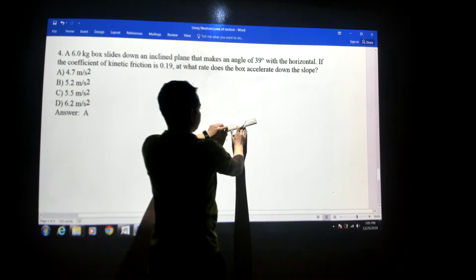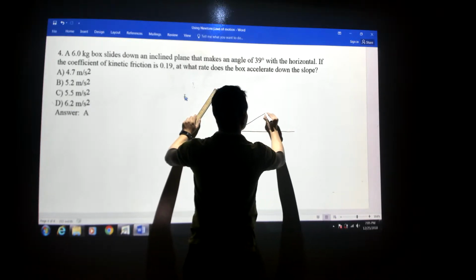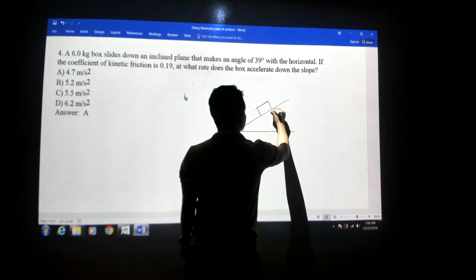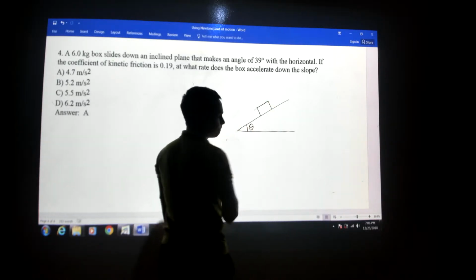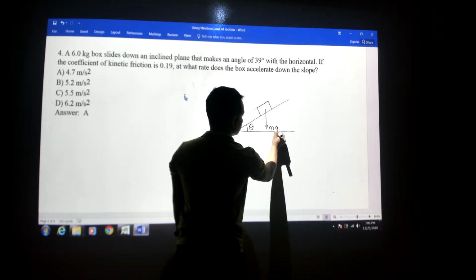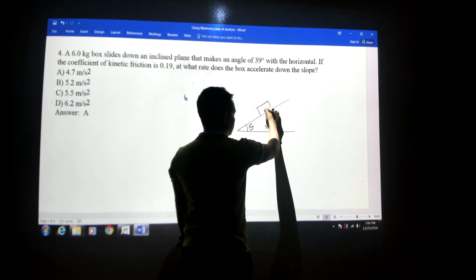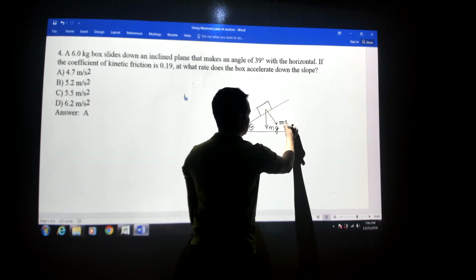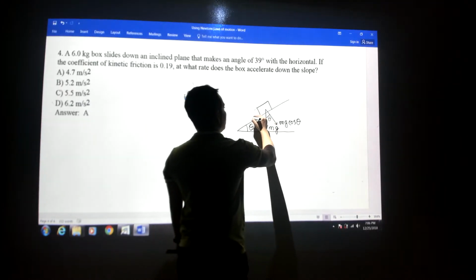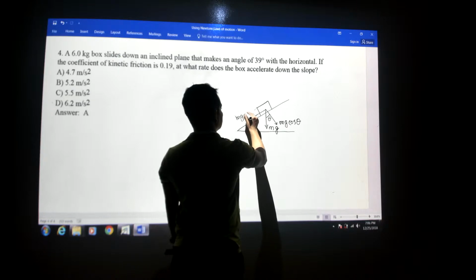So you have an inclined plane. This is the inclined plane, and then we have a box right there. And this angle is theta. The weight is always downward, which is m times g. We're going to resolve this weight into two components. The one perpendicular to the inclined plane is mg cosine theta. Remember, if this angle is theta, this angle is also theta. And one along the inclined plane, so this one will be mg sine theta.